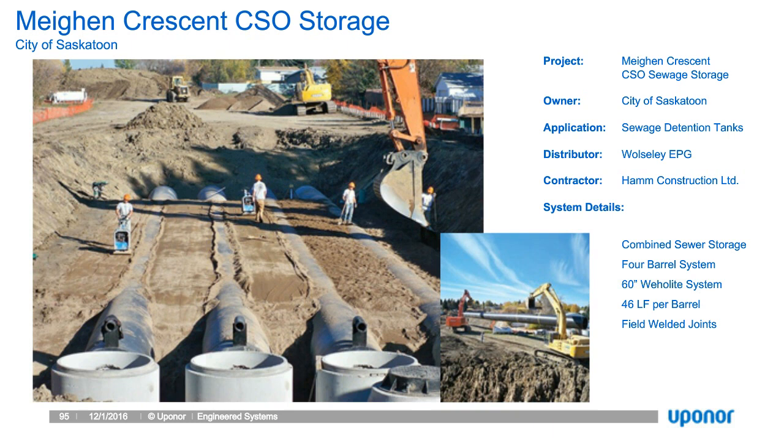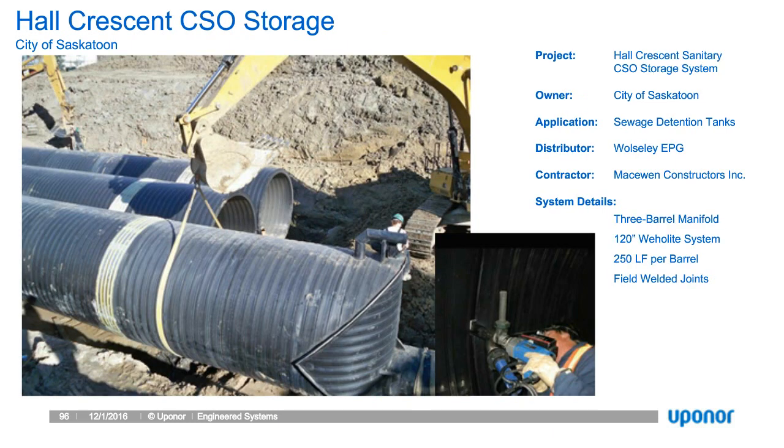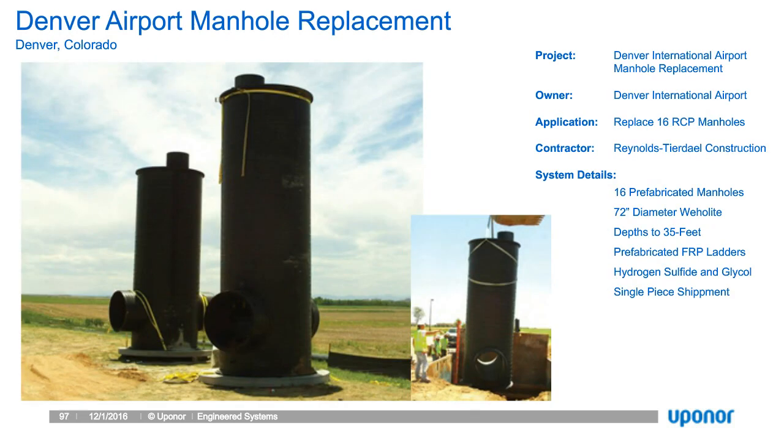Larger diameter structure here, the Hall Crescent CSO project. We used 120-inch Sclairpipe that was field welded, and we had about 250 linear feet per barrel. So it's a continuous 250 linear foot run of 120-inch Sclairpipe with field welded joints that had to pass a 24-hour drawdown test for infiltration and exfiltration.